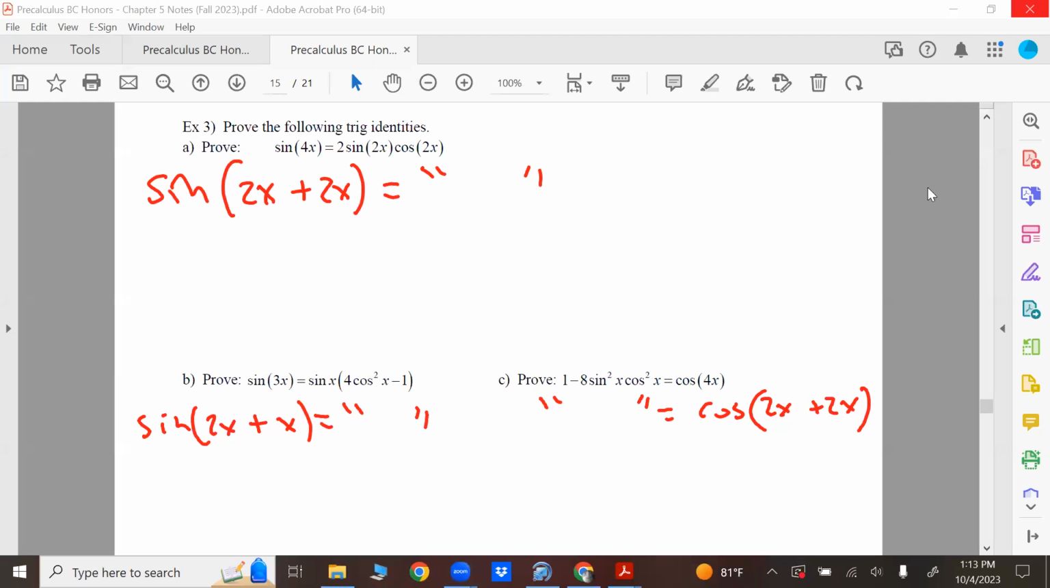I'll walk around and make sure you guys are doing okay. Compare the table groups, see how it's going. After this, then we'll do power reducing formulas.